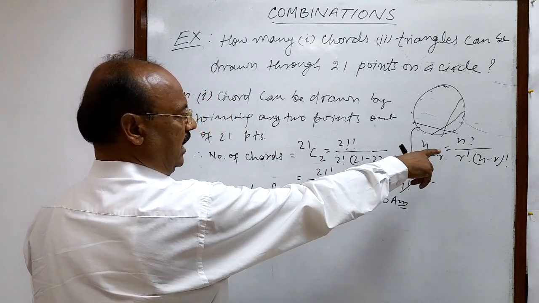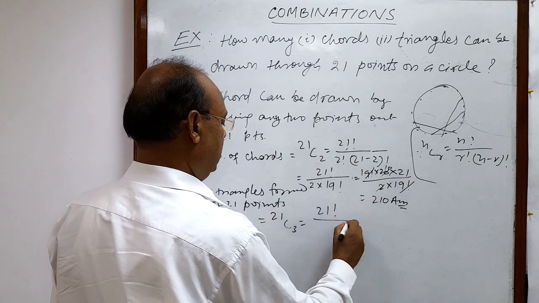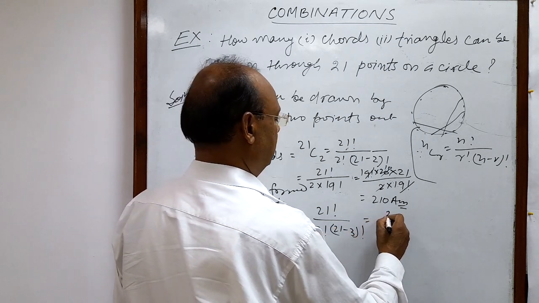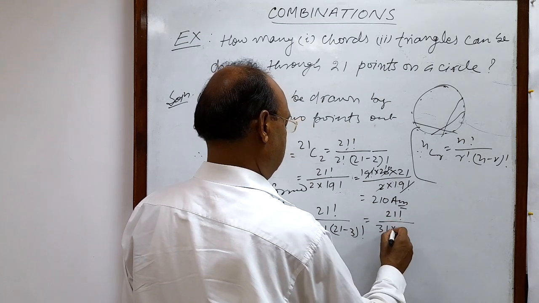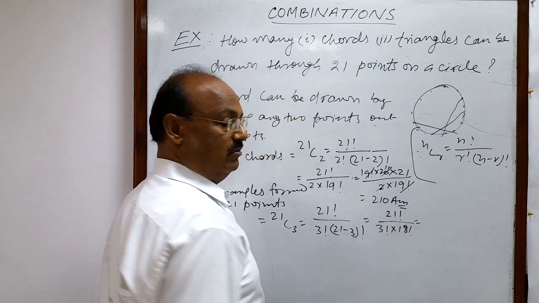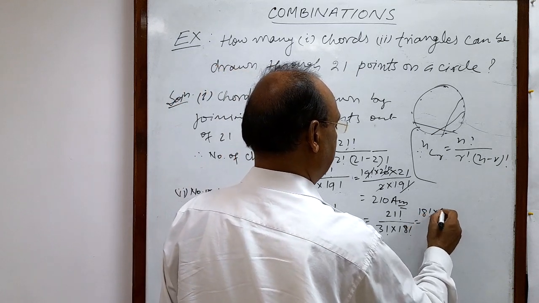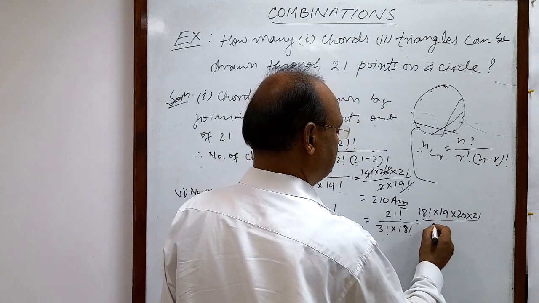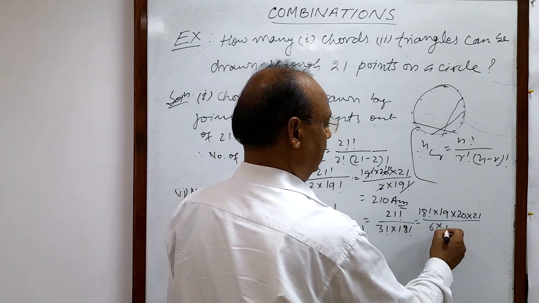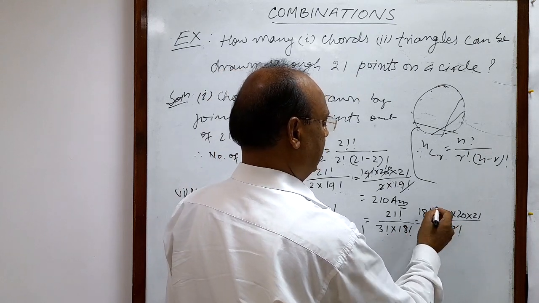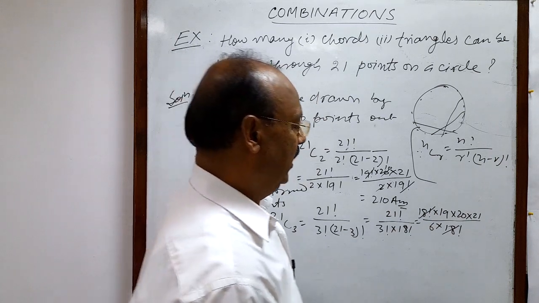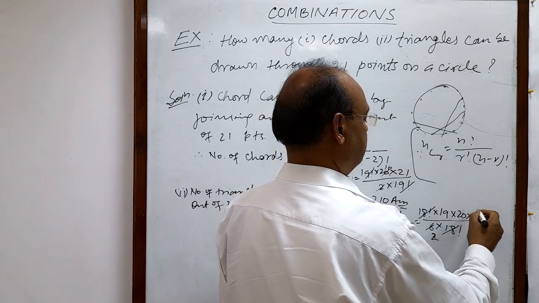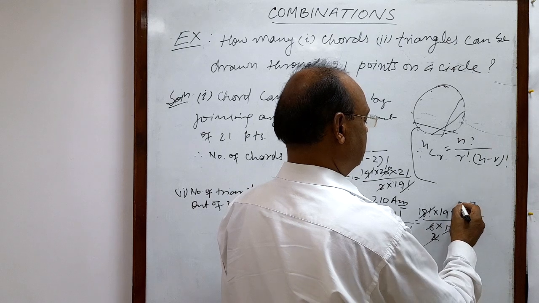By that formula, we can write it as 21 factorial by 3 factorial into 21 minus 3 factorial. This is equal to 21 factorial by 3 factorial into 18 factorial. And this 21 factorial can be written as 18 factorial into 19 into 20 into 21. And this 3 factorial is 6, 1 into 2 into 3 is 6. So the 18 factorial will be cancelled out from numerator and denominator, and we can cancel this 6 by 3, 3 twos are 6, 3 sevens are 21, and we can cancel it 10 here.